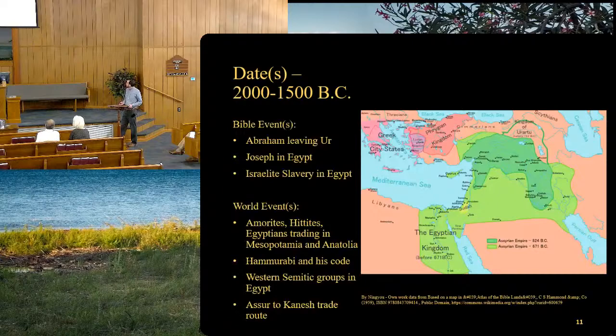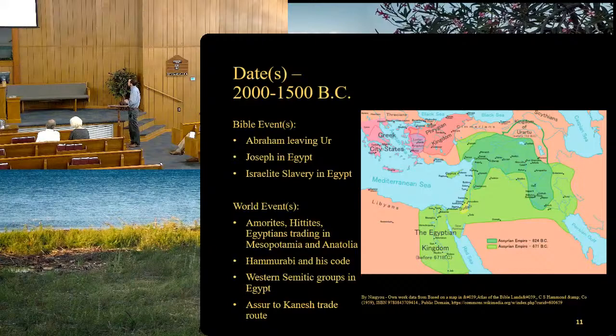All right, so now we're going to move down the line a little bit, 2000 to 1500 BC. And so the things that we have here, from the Bible timeline events, we have Abraham leaving Ur, so Ur being right there, leaving Ur and making that trek across the Fertile Crescent into Israel. And of course, Haran also up in this area.